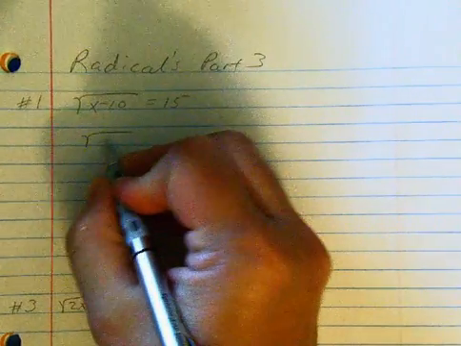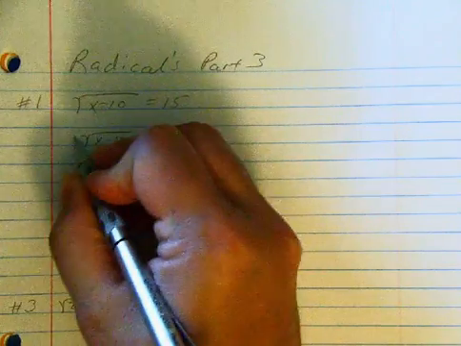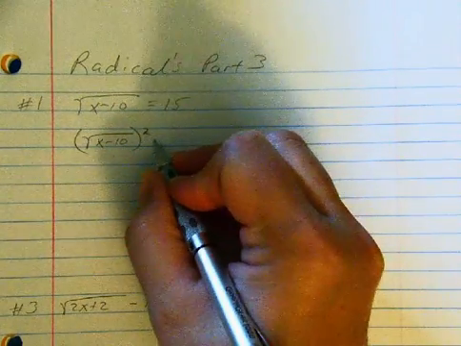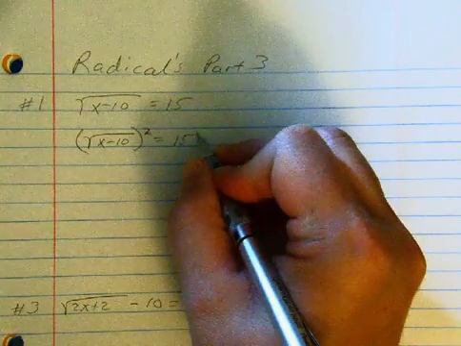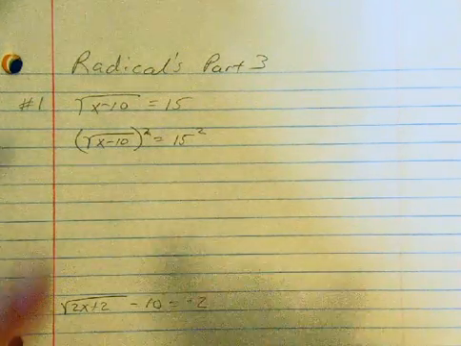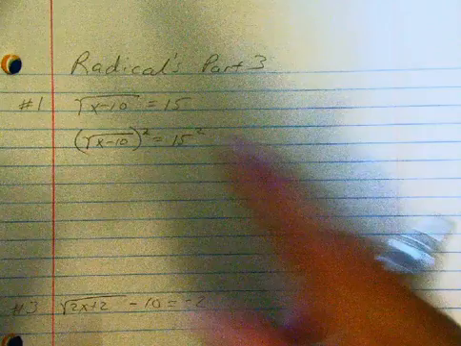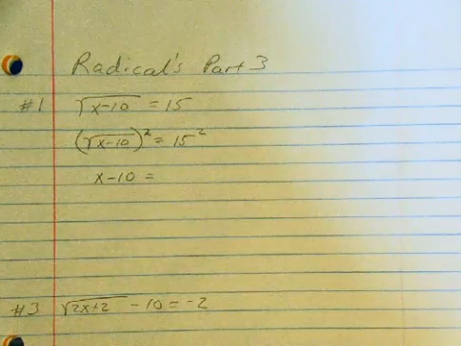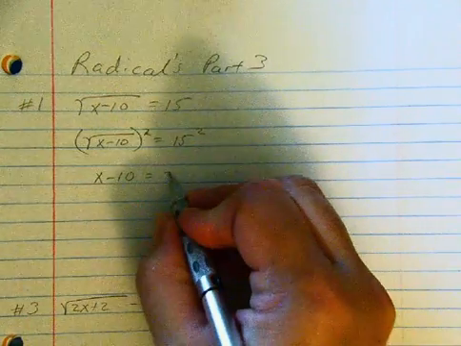So we're going to take the square root of x minus 10, and we are going to square that. And we're going to do the same thing on the right-hand side. We're going to take the 15 and we're going to square it. So the square root and the square, those cross each other out. We're left with x minus 10 equals 15 squared, which is 225.